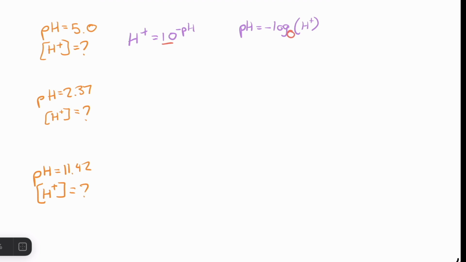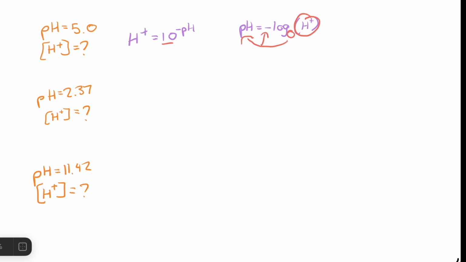And the way you read it is the log base to the power of whatever's on the other side of the equal sign by itself, and then accounting for any coefficients, in this case that negative, or negative 1, is going to be equal to whatever is inside the log. So that's how we derive H plus being equal to 10 to the negative pH.